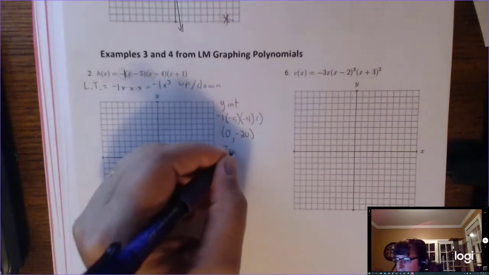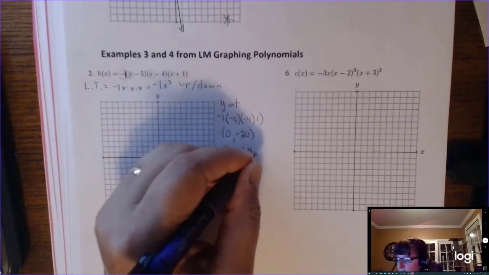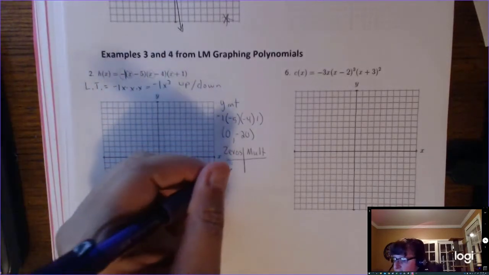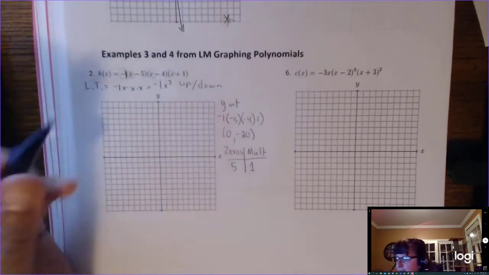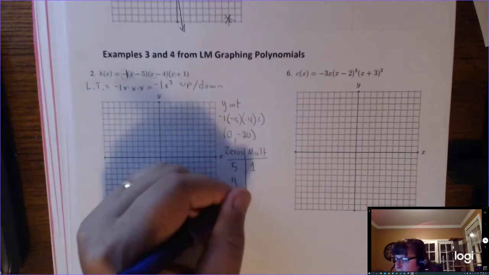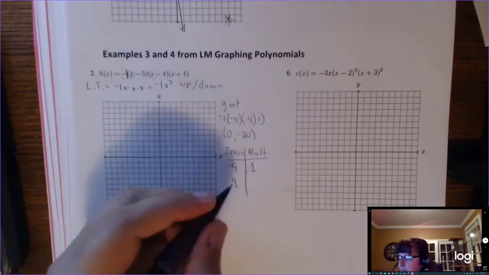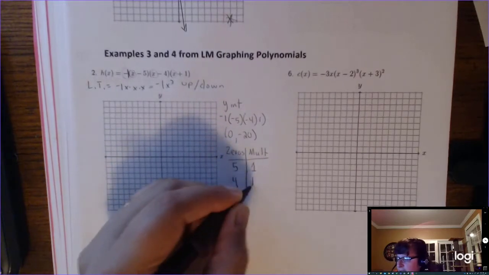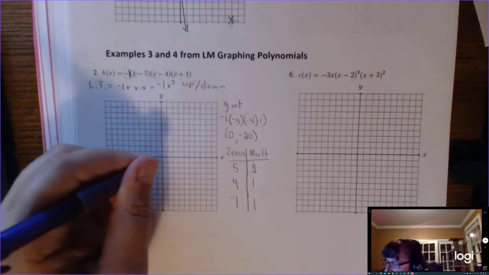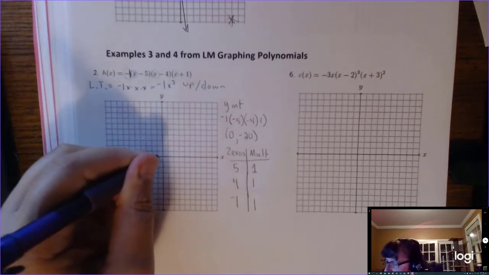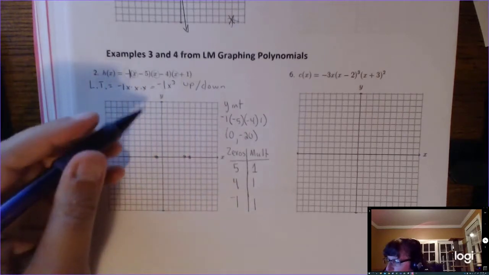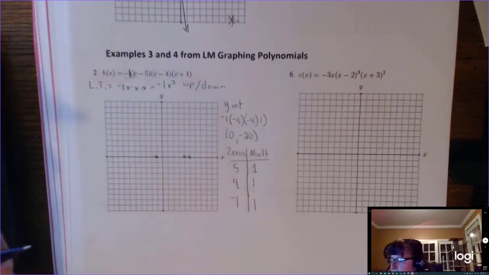The zeros, and their multiplicity is all going to be 1. But the zeros: x minus 5's factor gives me a 0 of 5. X minus 4 factor gives me a 0 of 4. x plus 1 factor gives me a 0 of negative 1. So I'm going to plot those zeros, negative 1, 4, 5, and I'm going to plot that y-intercept 0, negative 20.